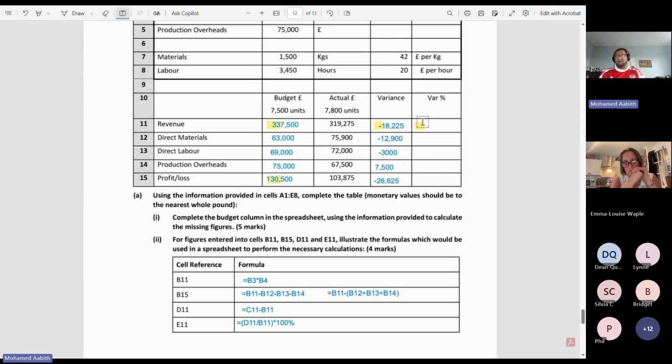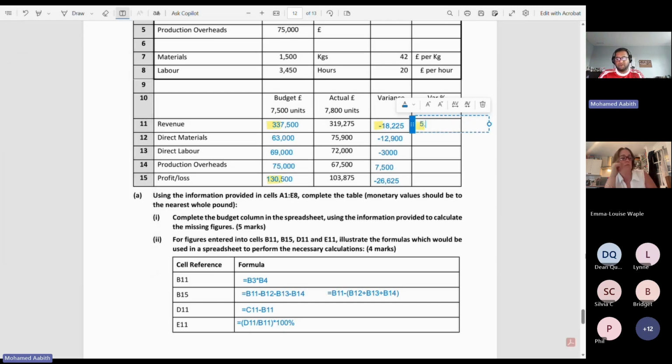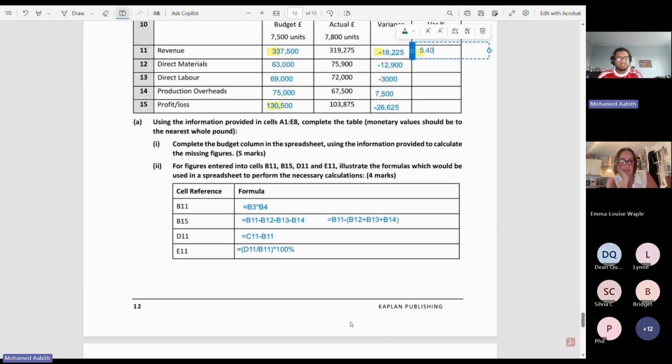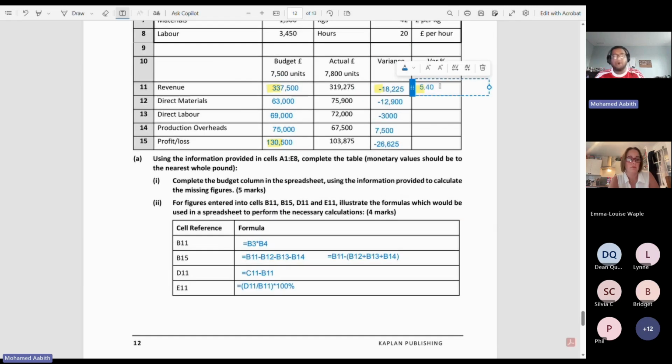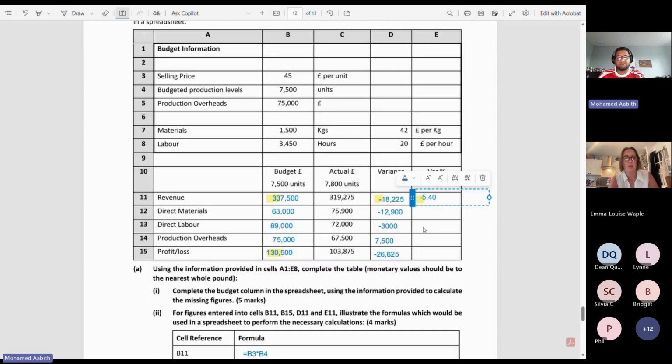Now let's come to the percentage. So the number is going to be 18,225 divided by 337,500 times 100. It gives you 5.40. Can you see here? They have set it to 2 decimal places, so even if I get 5.4, I add the extra 0 there. This time it's going to be a negative number. They have said that this is a negative variance. So it's minus 5.40.